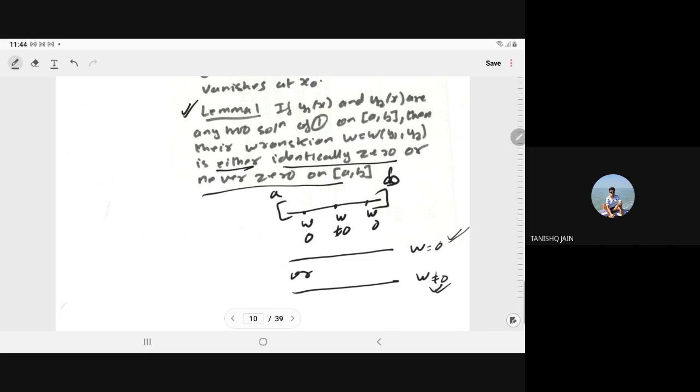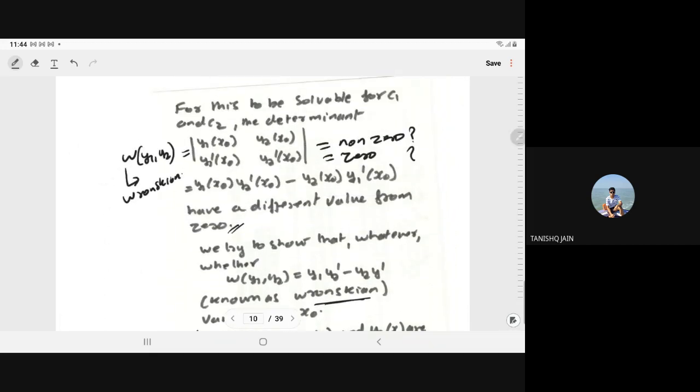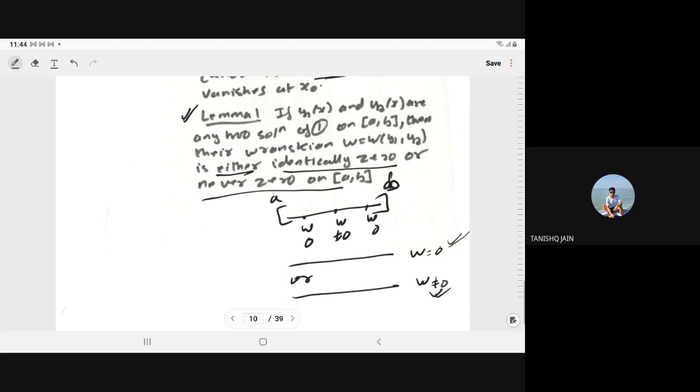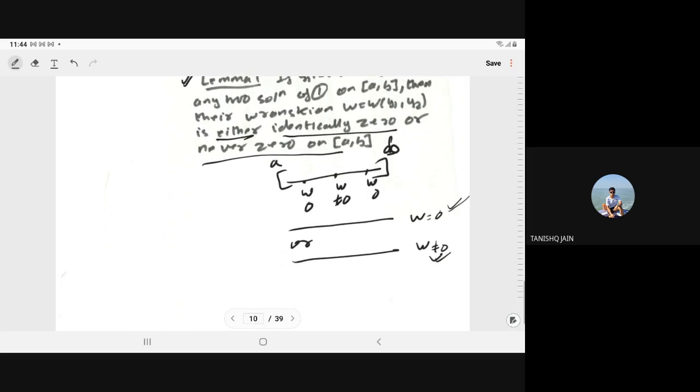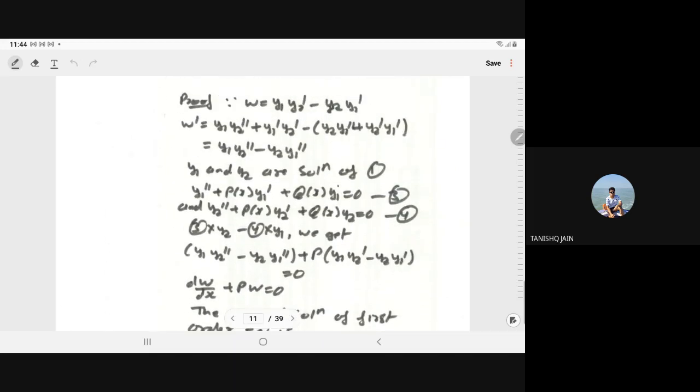So how can it come? It means we cannot say that for some x naught belonging to [a, b], this determinant is zero or non-zero. Either it is zero everywhere or it is non-zero everywhere, for all the x's. So here, we have the proof of this.